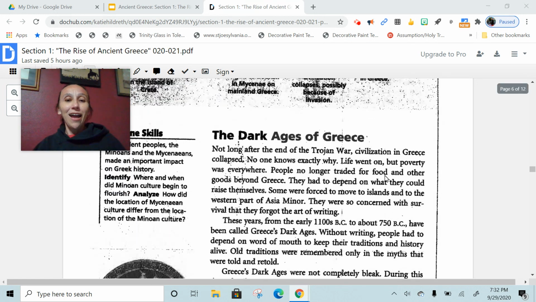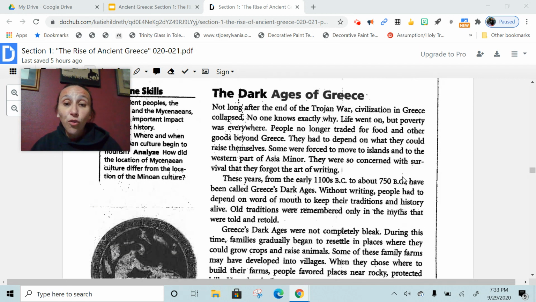So after the Trojan War, what was life like? Was it all roses? Was it peachy? Not necessarily. Not long after the end of the Trojan War, civilization in Greece collapsed. No one knows exactly why. Life went on, but poverty was everywhere. People no longer traded for food and other goods beyond Greece. They had to depend on what they could raise themselves. Some were forced to move to islands and to the western part of Asia Minor.